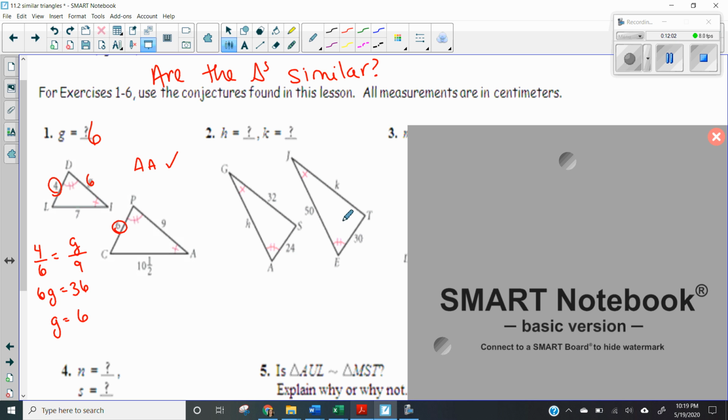Okay, number 2, there's angle again. Nothing more to do as far as testing out if those are similar or not. Okay, and then let's see what we have here. 24 and 30 is a pair of corresponding sides whose lengths I already have. So I'm going to use that one. And then I'm missing two sides. H I'll find using H and 50. Okay, if you cross multiply and solve there, H ends up being 40.